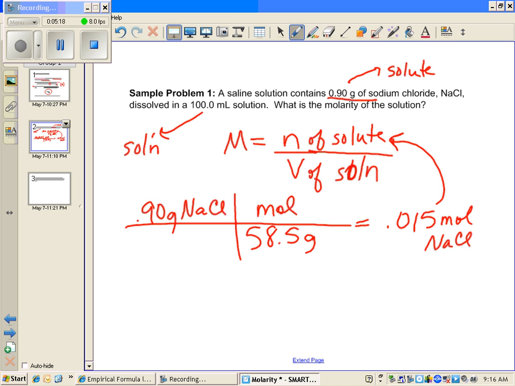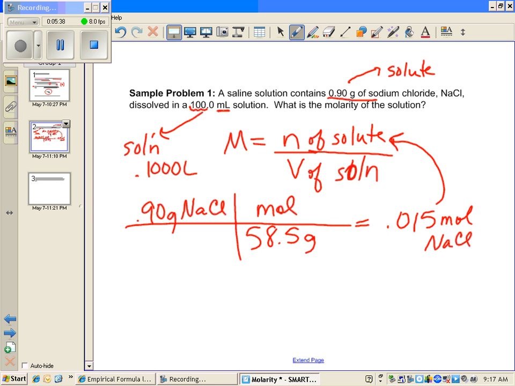Now what I need to do is I have my volume of solution. Well, look right here. That's given to me. The problem is that it's given to me in milliliters, though. I want it in liters, right? So to change that to liters, I'm going to move this decimal back 3 places, and that becomes 0.1000 liters. Everybody agree with that?